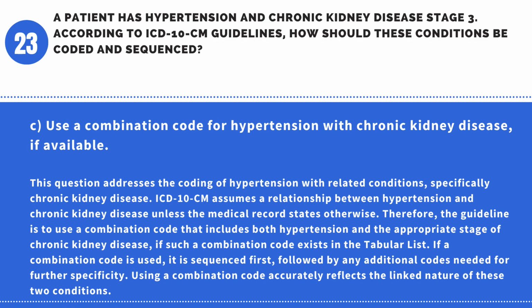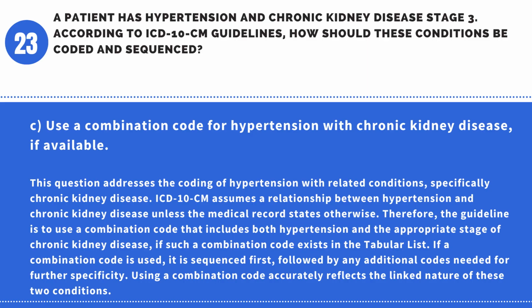Answer: C. Use a combination code for hypertension with chronic kidney disease, if available. This question addresses the coding of hypertension with related conditions, specifically chronic kidney disease. ICD-10-CM assumes a relationship between hypertension and chronic kidney disease unless the medical record states otherwise. Therefore, the guideline is to use a combination code that includes both hypertension and the appropriate stage of chronic kidney disease, if such a combination code exists in the tabular list.